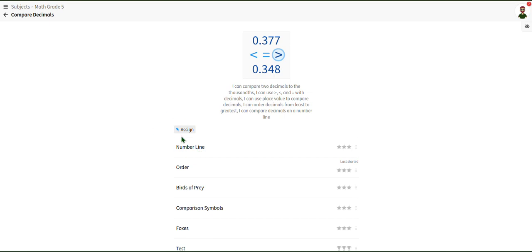Remember that we're comparing decimals. Now, just a quick refresher, when we are looking at things, we've got less than, equal to, and greater than. We're going to be using those symbols in order to compare the decimals. Let's go ahead and get into it.